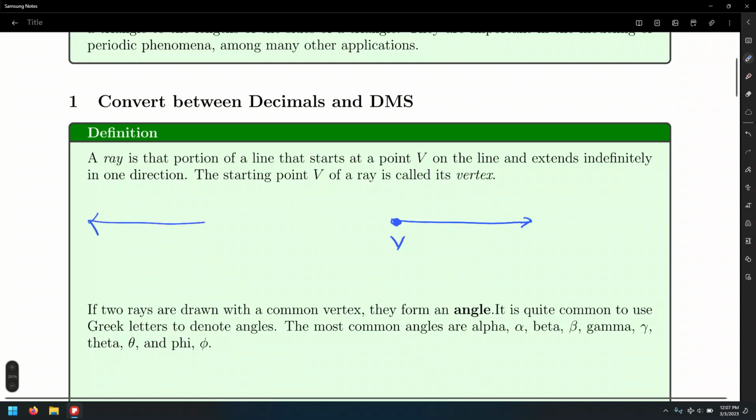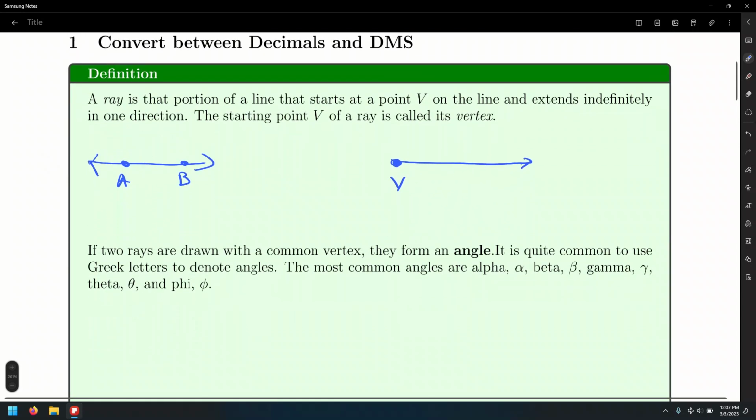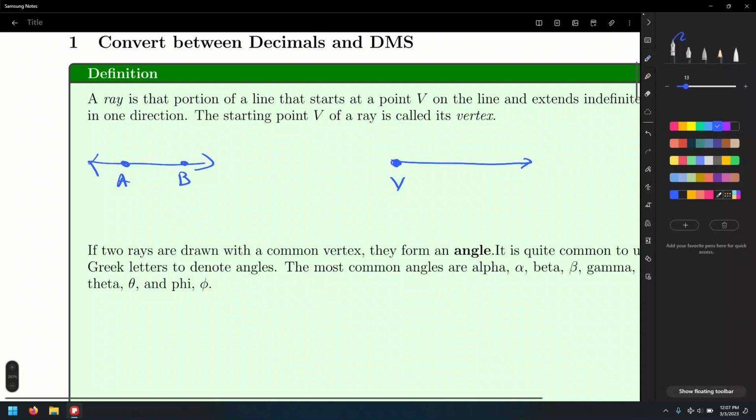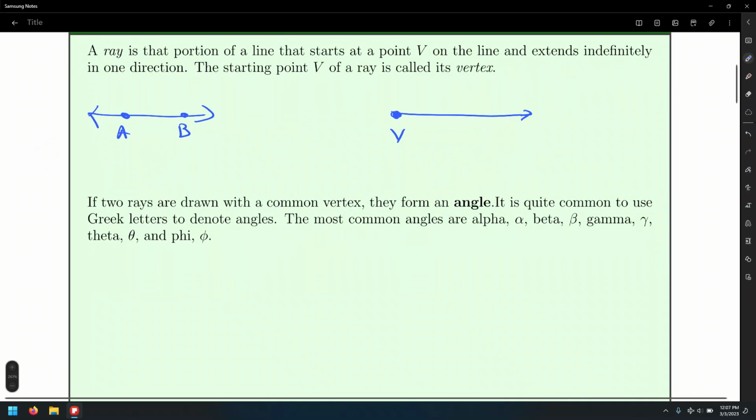Now, what's the difference between a ray and a segment? A segment starts at one point and finishes at another point, so it's something we can measure with a ruler or whatever it is. And angles are formed when we have the intersection of two rays. So when we have the intersection, like this, there's one ray and this is another ray, and both rays have a point in common.